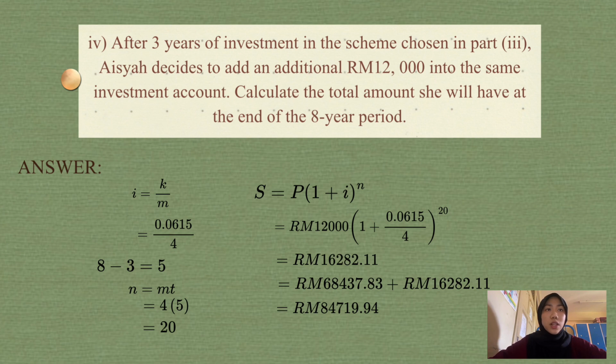So put the respective values into the formula and we get i equals 0.0615 over 4 and n equals 20. Then substitute the values into the S formula, so S equals 12,000(1 + 0.0615/4)^20. And S equals 16,228 ringgit and 11 cents. Then add the previous S, so the new S equals 68,437 ringgit and 83 cents plus 16,228 ringgit and 11 cents. So the total for S equals 84,719 ringgit and 94 cents.